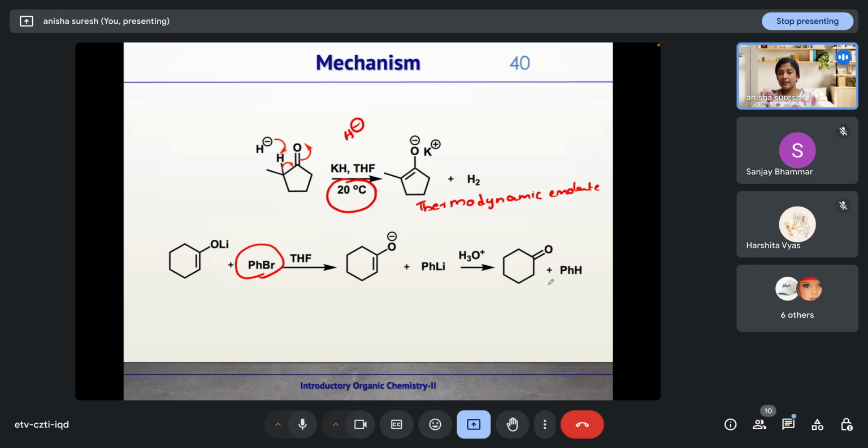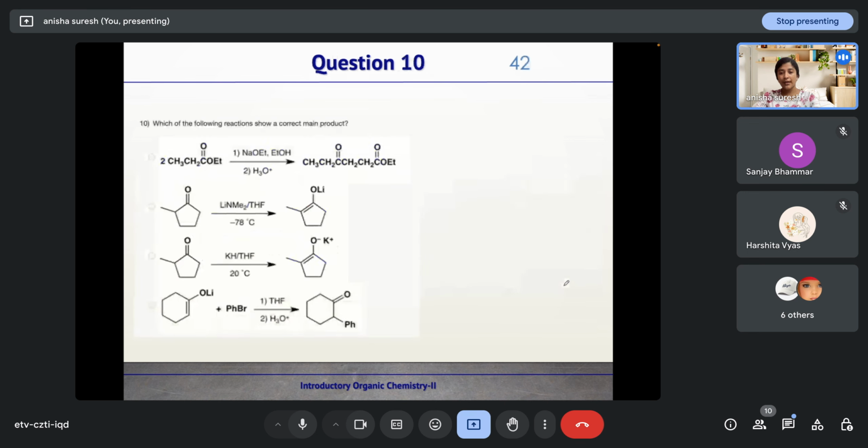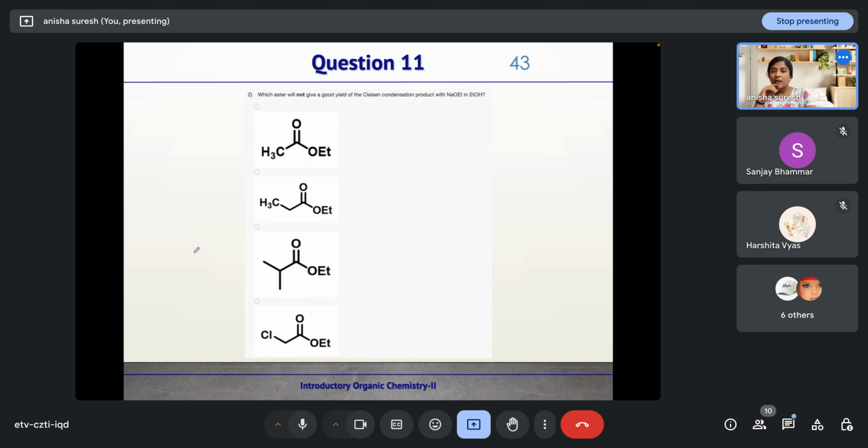So since they have mentioned here Ph, that was the wrong answer. So the only correct main product is given in option C. Clear? Yes, ma'am. Okay. Now coming to question number 11.